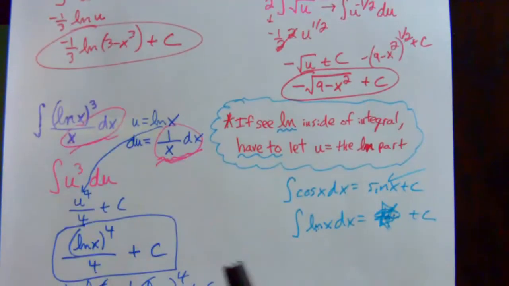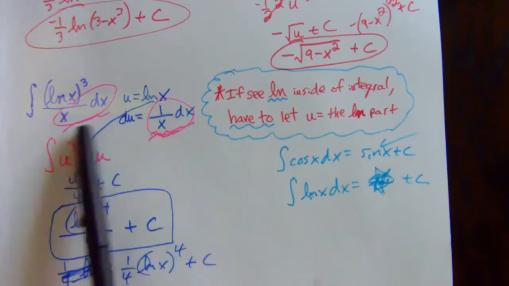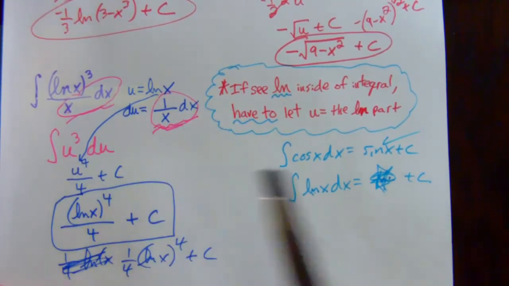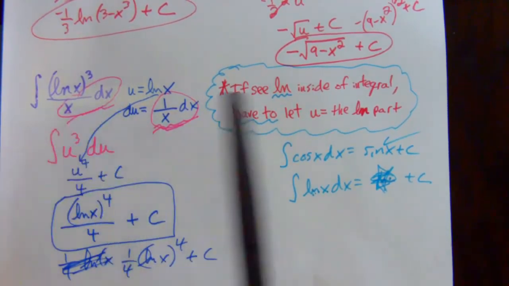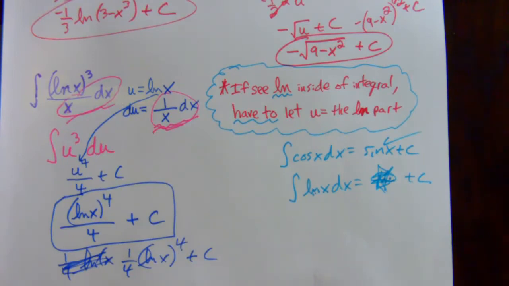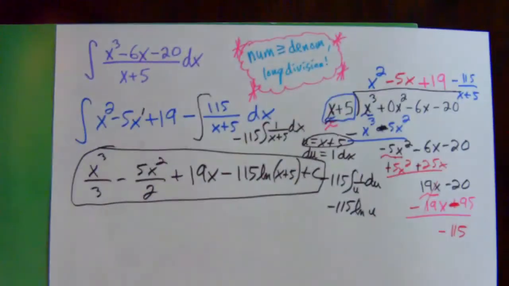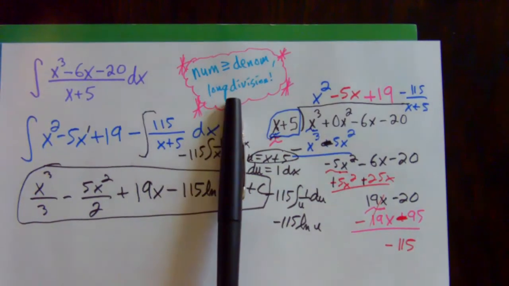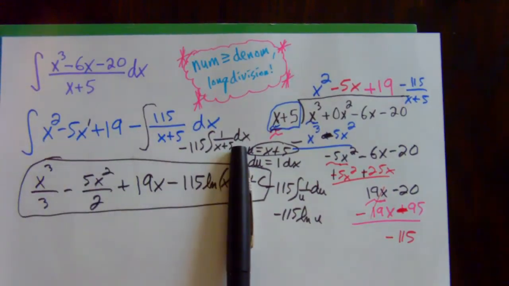The second big thing is, if you see the ln inside the integral, let your u equal the ln. But to me, that's just more of the u-du process right there. But you have an approach. When you see that, do this, right? And then the third thing is this long division stuff there. This doesn't happen all that often, but we do need to practice that.